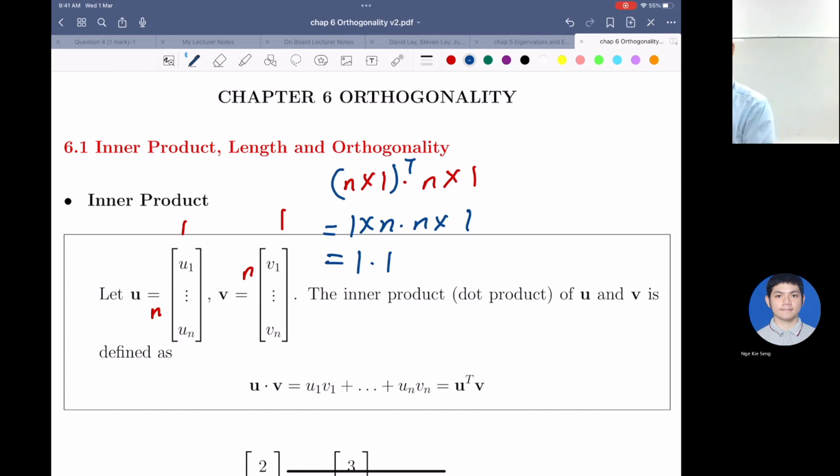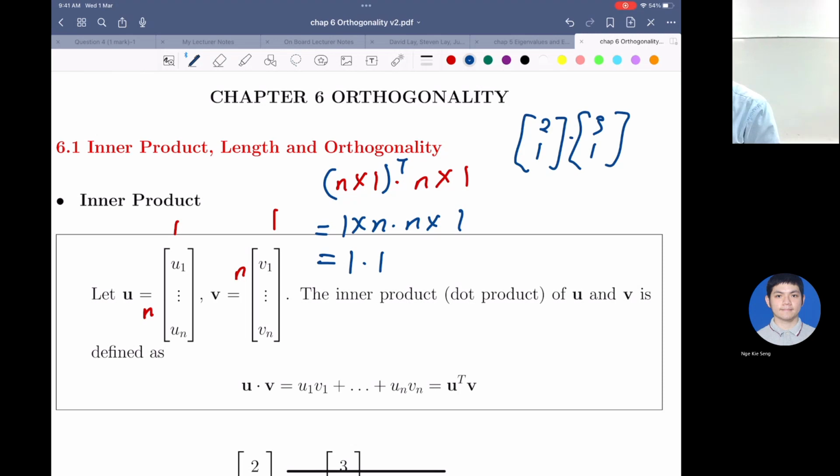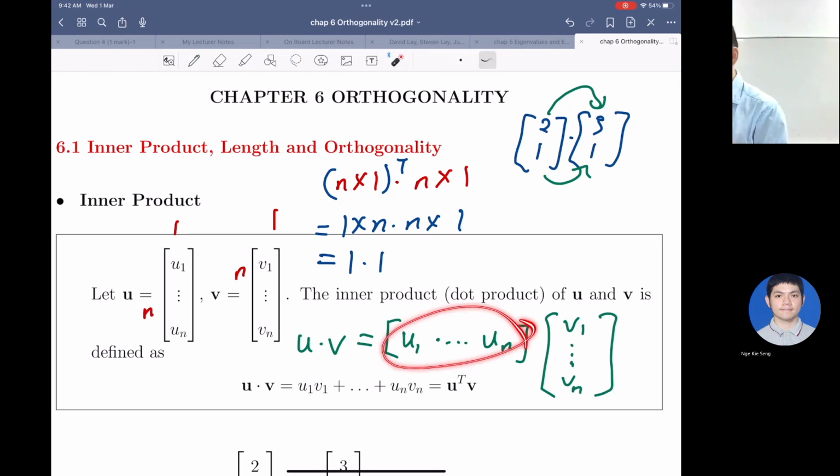I think everyone should have seen this before, right? Dot product. When you first learn it, at least for me, we just go this times this, this times this, and then add them together. Today, what I'm going to tell you is you can use matrix multiplication to define it. So u dot v is really, you turn the u around, u1 up to un, then multiply v1 up to vn. So row and column.